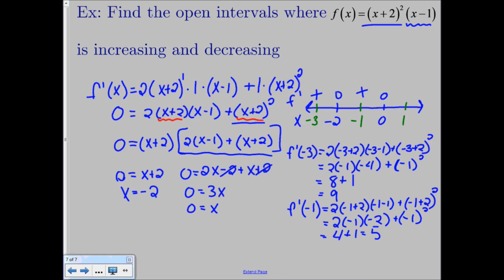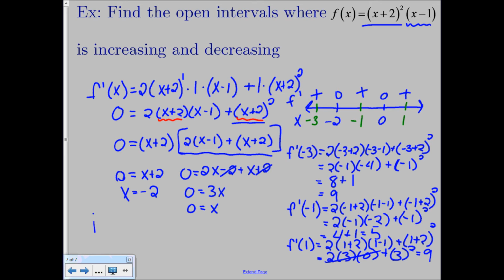Now let's see what happens when we plug in positive 1. Doing that work down here, f′(1) is equal to 2(1 + 2)(1 − 1) + (1 + 2)², which is equal to 2(3)(0) + 3². So this first term goes to 0, and 3² is 9, so again it's positive here. So we have no decreasing intervals because we didn't get any negative derivatives.